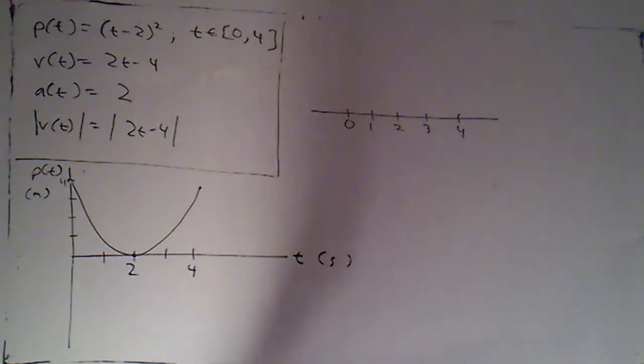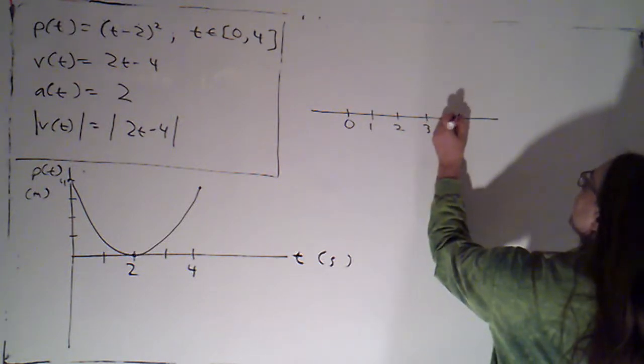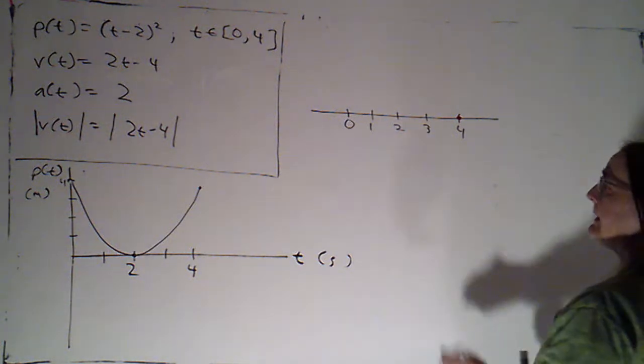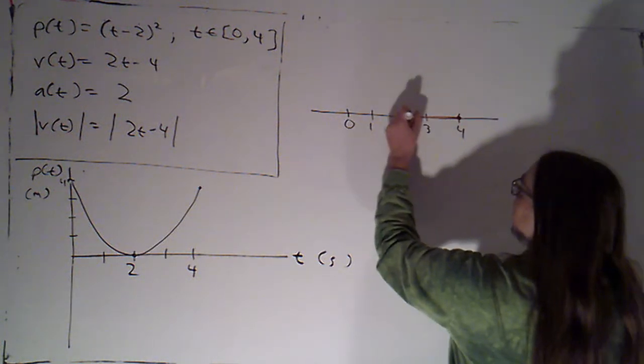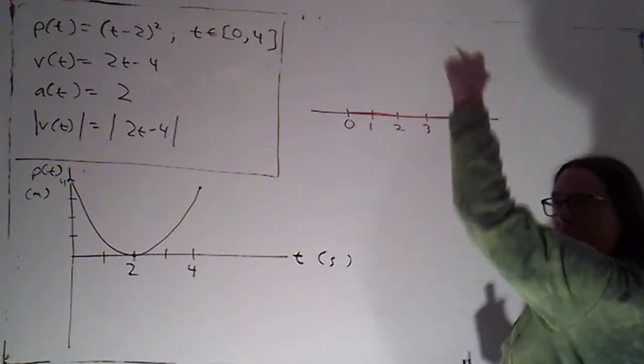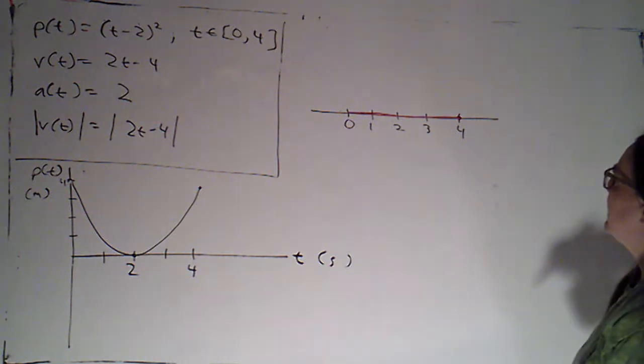Let me just get a different color here. Sorry, we started at time 0, we started at position 4, okay? Here's what the particle actually did. It went to the left, and then it went to the right. There was no up and down there. It was just horizontal movement.